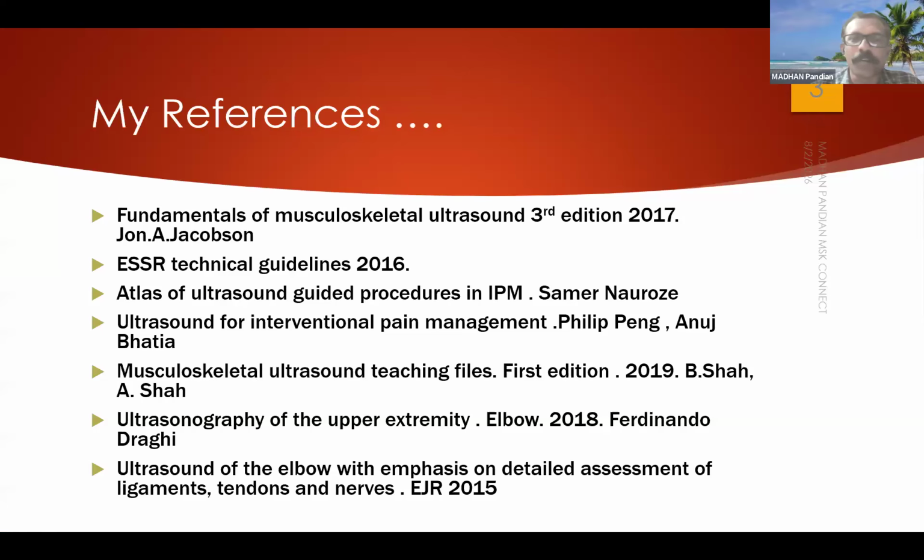These are my references, quite a lot of them. The most important one, which I always insist all interventionists read, is the last article, European Journal of Radiology, 2015, which gives a detailed assessment of the ligaments, tendons, and nerves. Please note it down. If you read this particular article, you'll be able to make out most of the interventions and the sonoanatomy. European Journal of Radiology 2015.